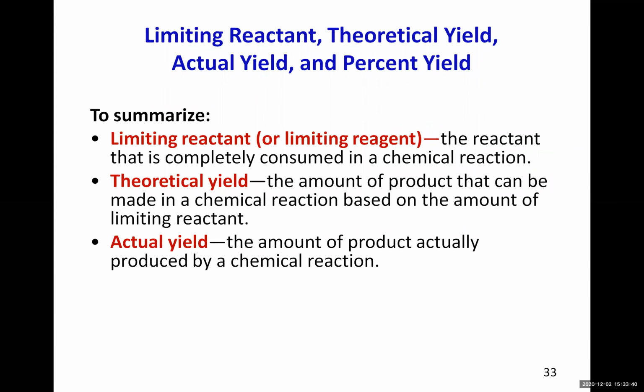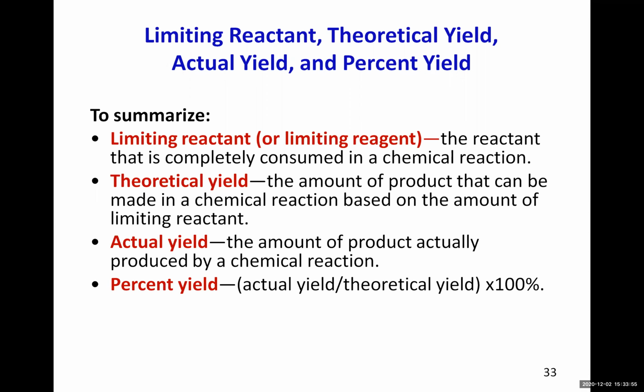The actual yield is the amount of product actually produced by the chemical reaction. So in reality, we never have the theoretical yield. It's always less, and so we call that the actual yield. And so the percent yield is the actual yield over the theoretical yield times 100. So this allows you to know in percentages how much you actually got compared to what theoretically you could have gotten.